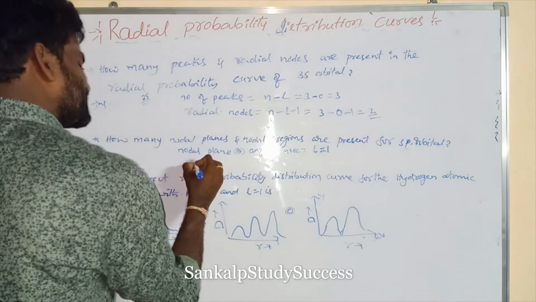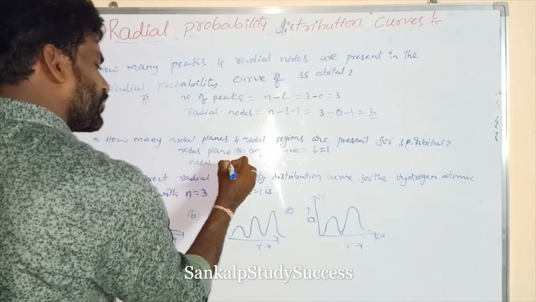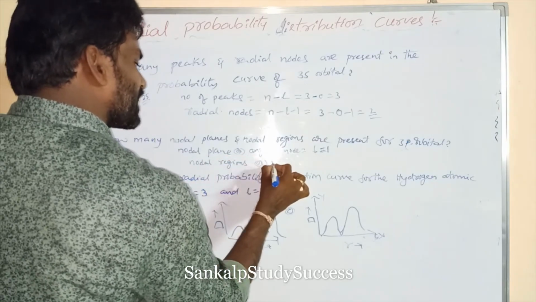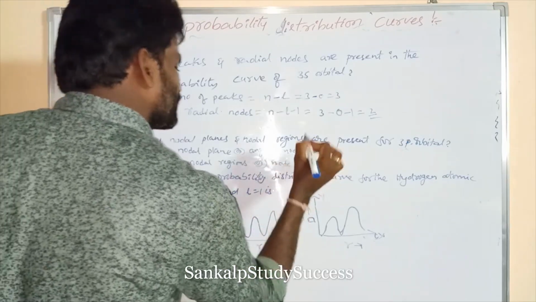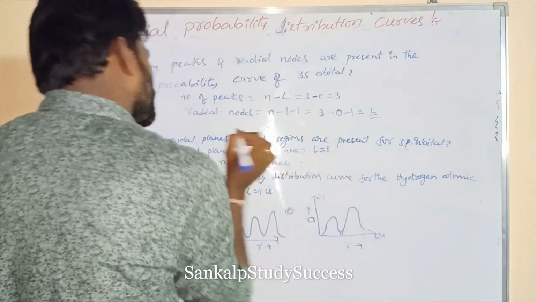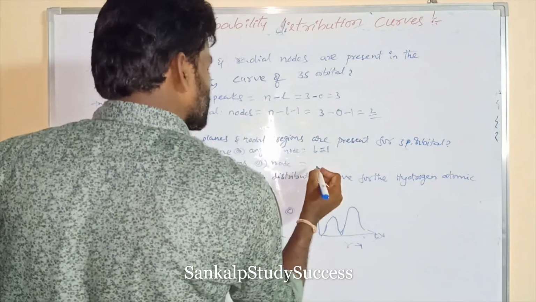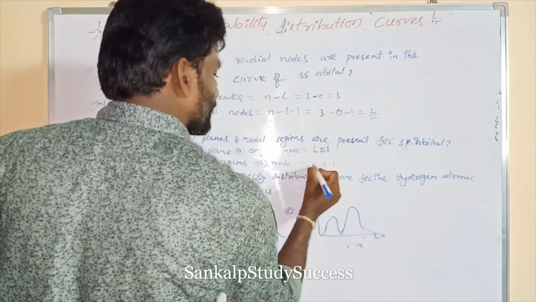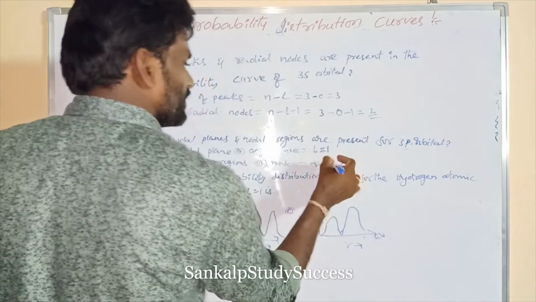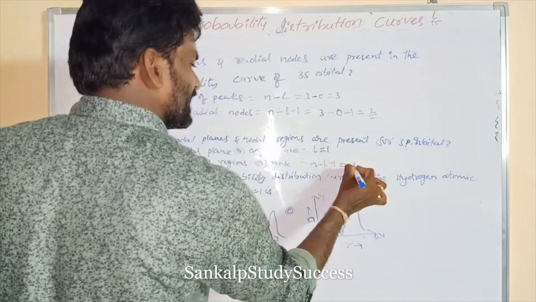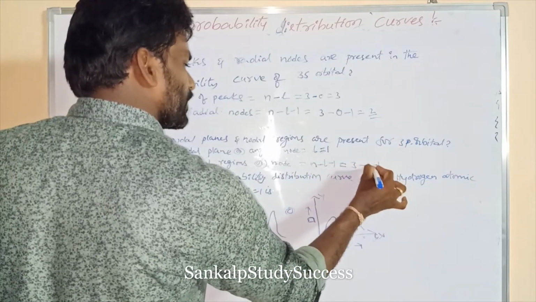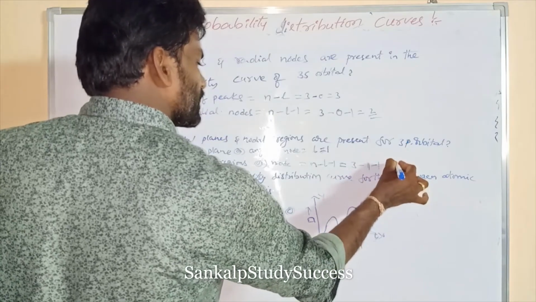Next, nodal regions or nodal space, all are same. Nodal regions, nodal space, radial nodes, spherical nodes, all are same. n minus L minus 1. What is the n value? For the 3p orbital, 3 minus, for the p orbital L value 1, minus 1. 3 minus 2 is equal to 1. So this is the answer.